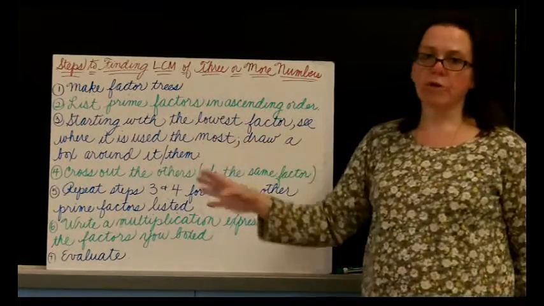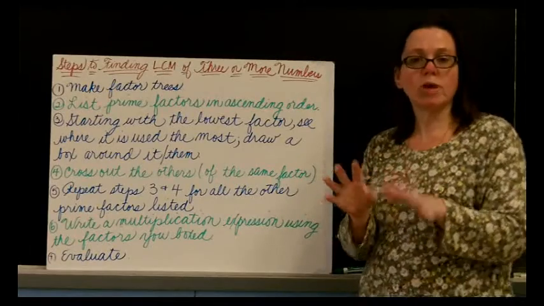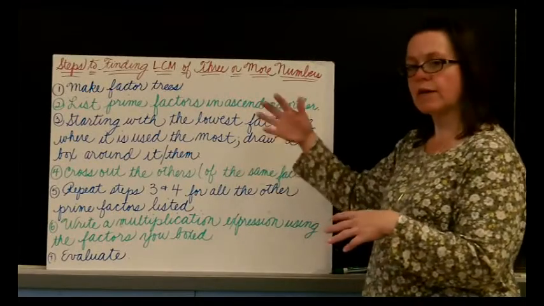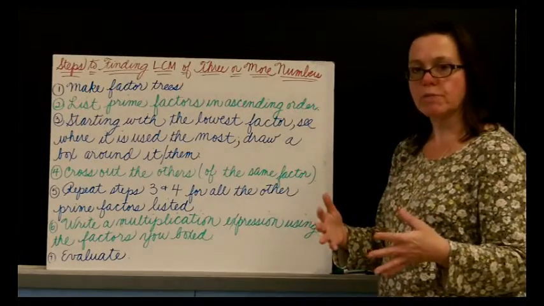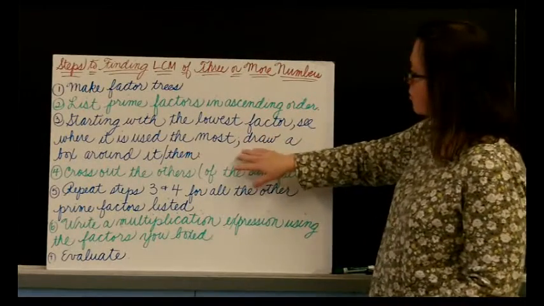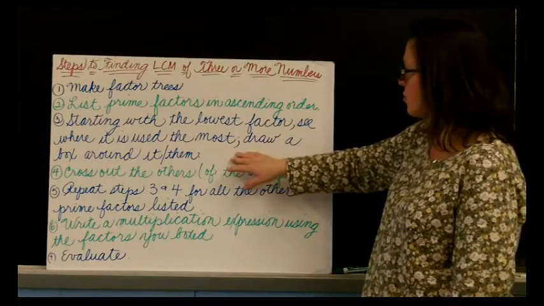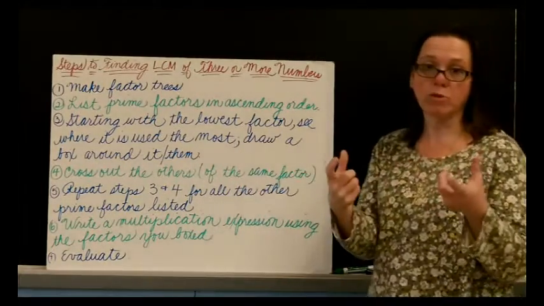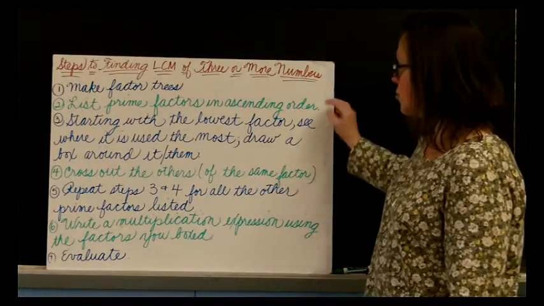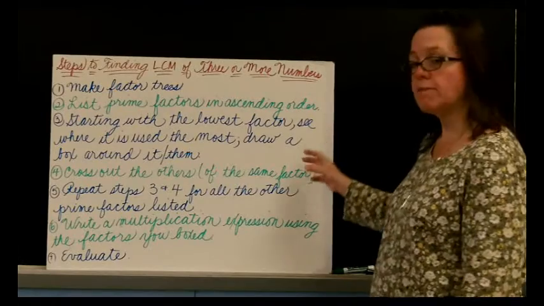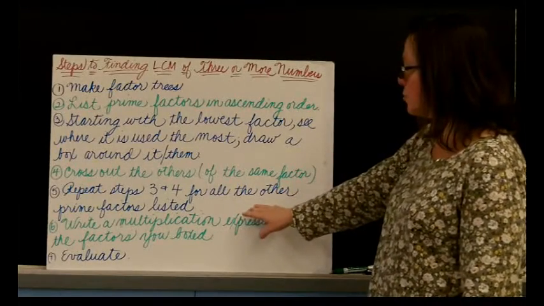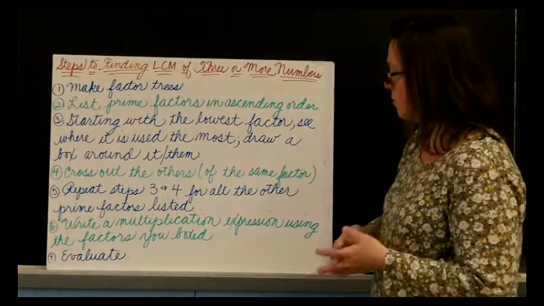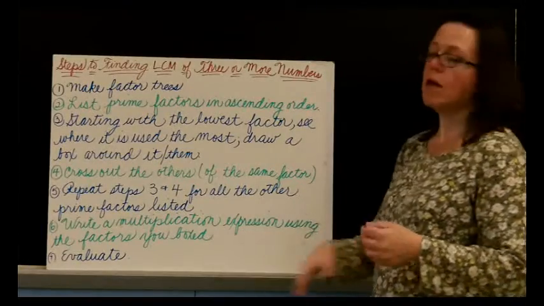Now here is where it gets different. For right now, what I want you to do is just copy them. And even though it'll be confusing, just be sure that when we work these out in an example, you will understand them better. So our third step, starting with the lowest factor, see where it is used the most, and then you'll draw a box around it or them if it's used more than one time. Next, you're going to cross out the others of the same factor. You'll repeat steps 3 and 4 for all the other prime factors that you have listed in your row. Then you're going to write an expression, and we'll evaluate.